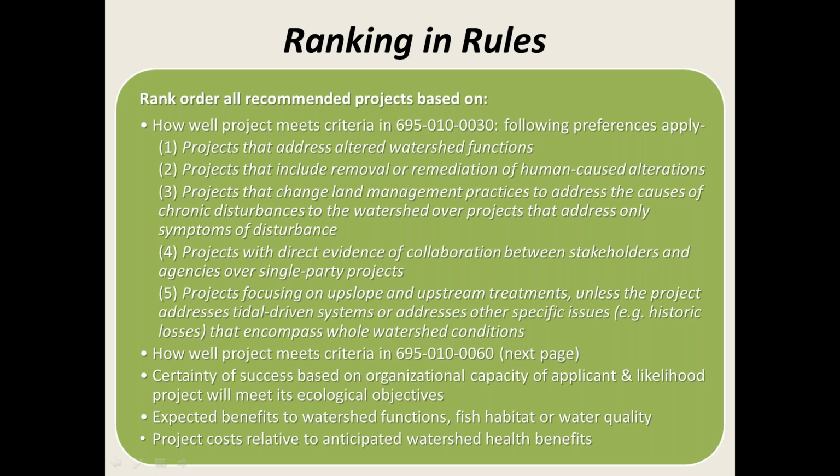And according to administrative rules, the reviewers are asked to rank projects that are recommended for funding considering the following criteria. And I'm just going to hit the highlights. I'm not going to read through the whole slide. But these include things like how well the project meets those evaluation criteria that have already been discussed and are depicted on that bubble diagram that you've seen throughout the presentation. The certainty of success and likelihood the project will meet its ecological objectives. Benefit to the Oregon Plan, evidenced by its expected benefits to watershed functions, fish habitat, or water quality, and project costs relative to the anticipated watershed health benefit.